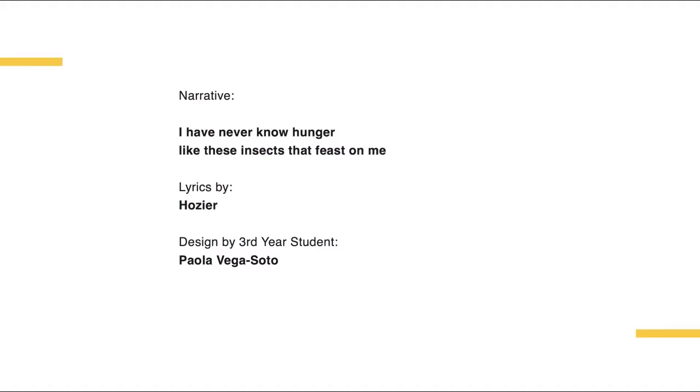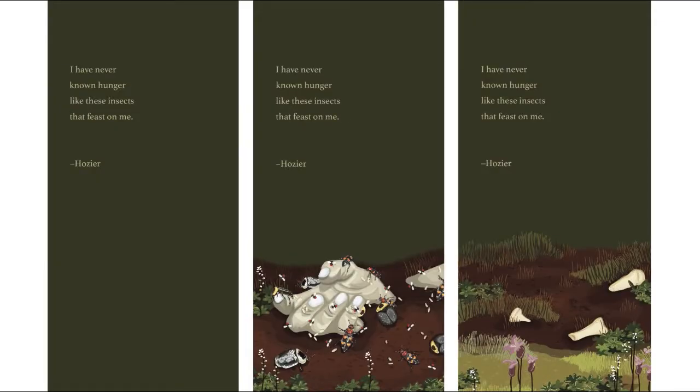Our next series also uses lyrics from a song. Let's take a look at how it was visually translated. The story is, "I have never known hunger like these insects that feast on me," by Hosier. Once again, symbolic consists of the narrative depicted using letters to form words.